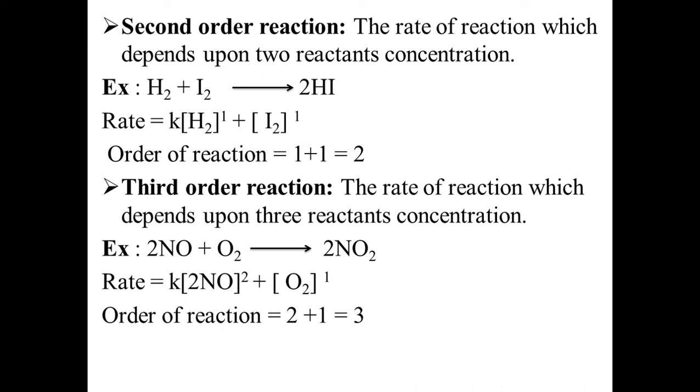Next we will come to the third order reaction. Third order reaction means the rate of reaction depends upon three reactants' concentrations. Example, 2NO plus O2 gives 2NO2. Then I will write the rate expression. Rate is equal to k, concentration of NO to the power of 2 times concentration of O2 to the power of 1. Then the order of the reaction is 2 plus 1 equals 3. This is the third order reaction.